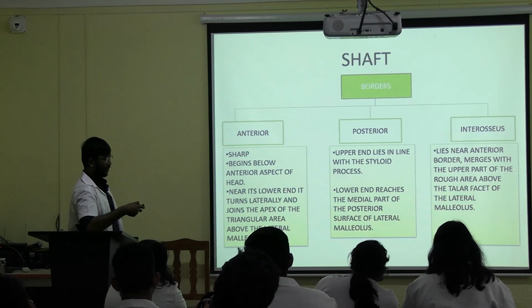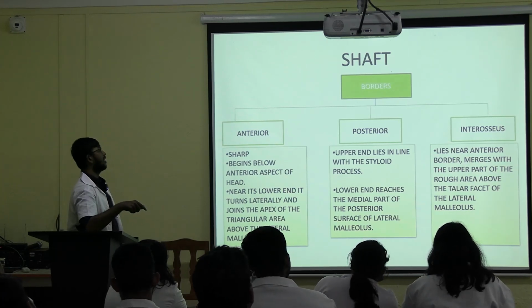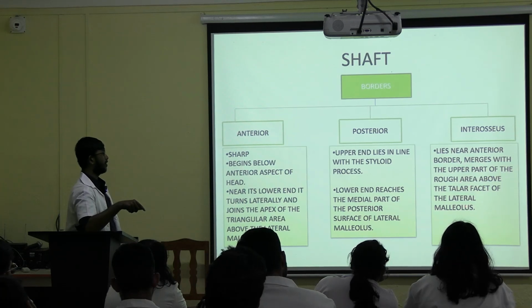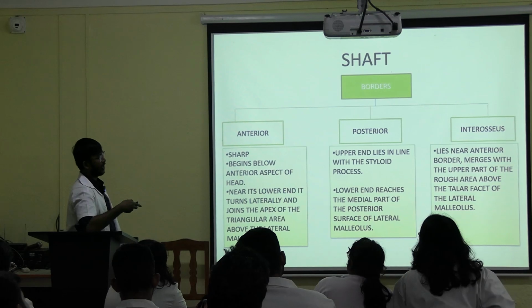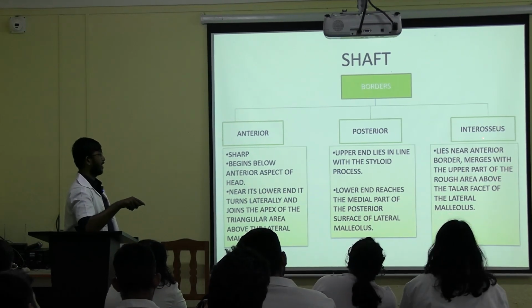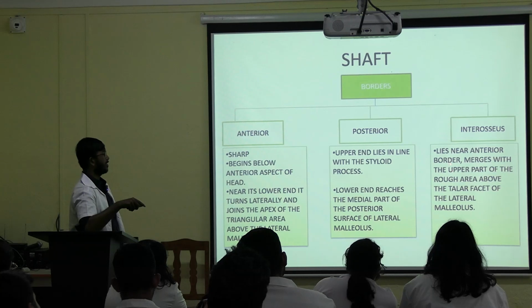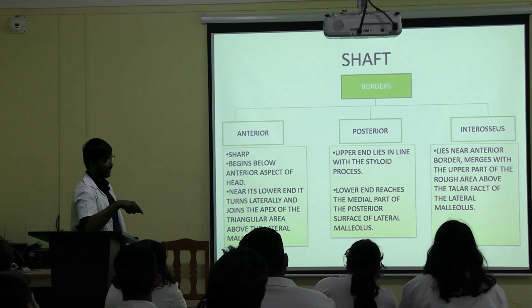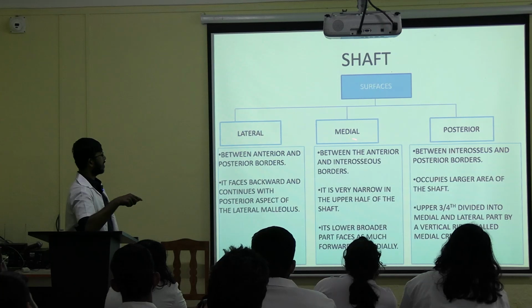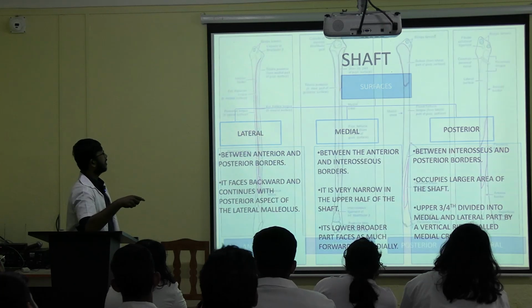Now coming to the interosseous border, it lies near the anterior border and merges with the upper part of the rough area above the talar facet of the lateral malleolus. So basically, just above the triangular facet for the talus, the anterior border extends. Now coming to the surfaces, I have already described the lateral, medial and posterior surface.